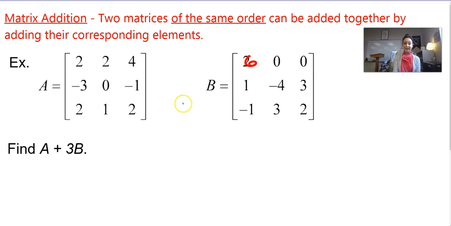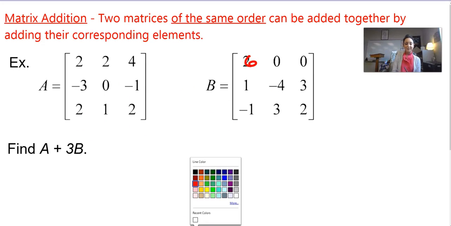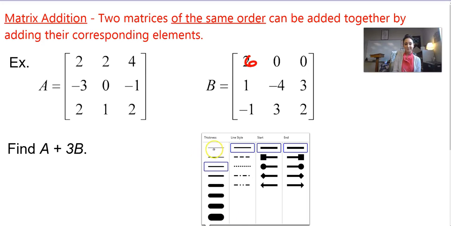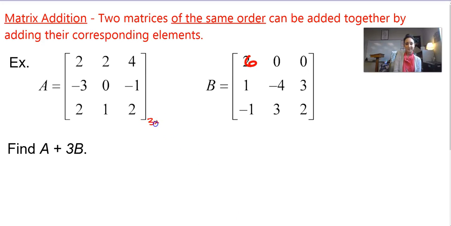Now, if I want to add 2 matrices, the orders have to be the same. So what is the order of matrix A? Matrix A is a 3 by 3. I'm just going to put a little notation here, 3 by 3. And that's the same order as matrix B. Since those are the same, I can add them. Okay? If they're not the same orders, good news for us, we can just say it doesn't work and move on to the next problem.